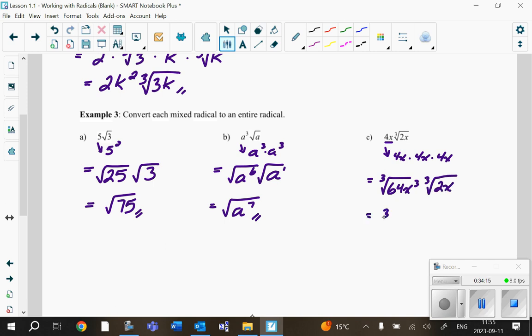Well, I can multiply those into a single cube root by multiplying what's underneath. What is the 64x to the 3rd times 2x? 64 times 2? 128. X to the 3rd times x, or x to the 1st? And that's sort of the first step in dealing with radicals. Okay? Yes, we talked about stating restrictions on them, but this is kind of more of the meat of the lesson, is how to simplify.